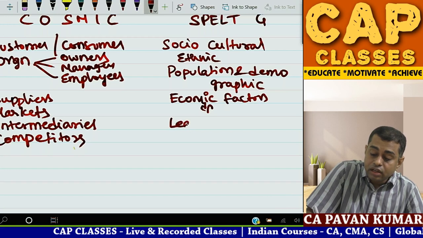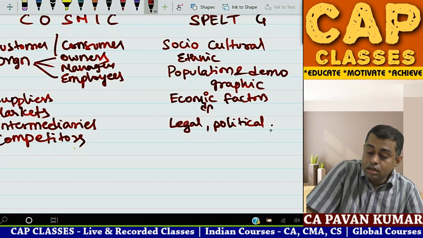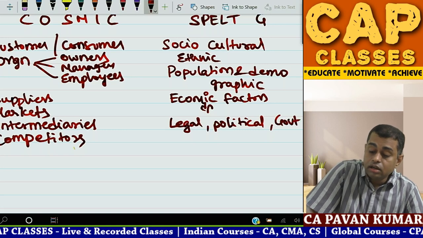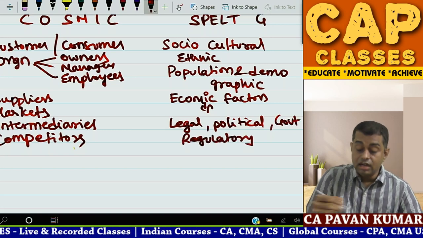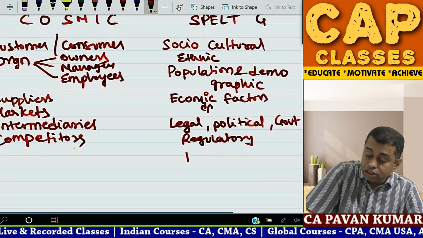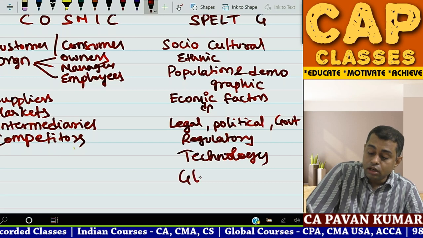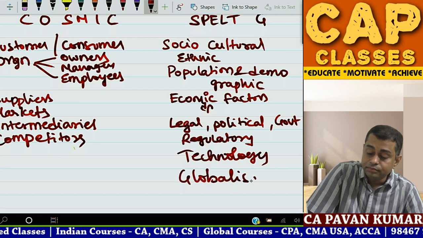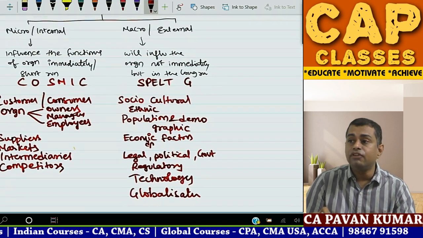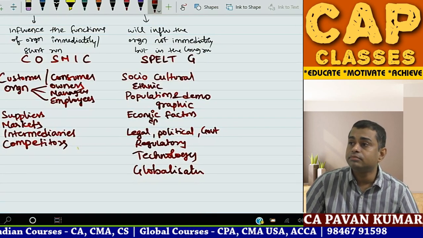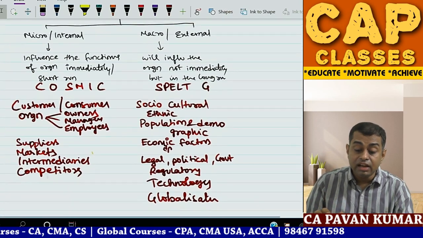L stands for legal, political, government, regulatory. This is L. T stands for technology. G stands for globalization. So more or less all the businesses are influenced with these factors. So what is this? This is called business environment.